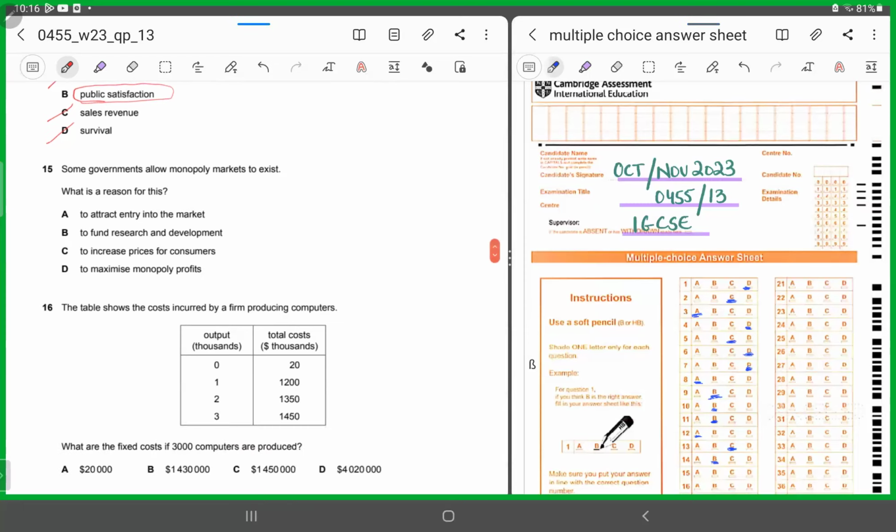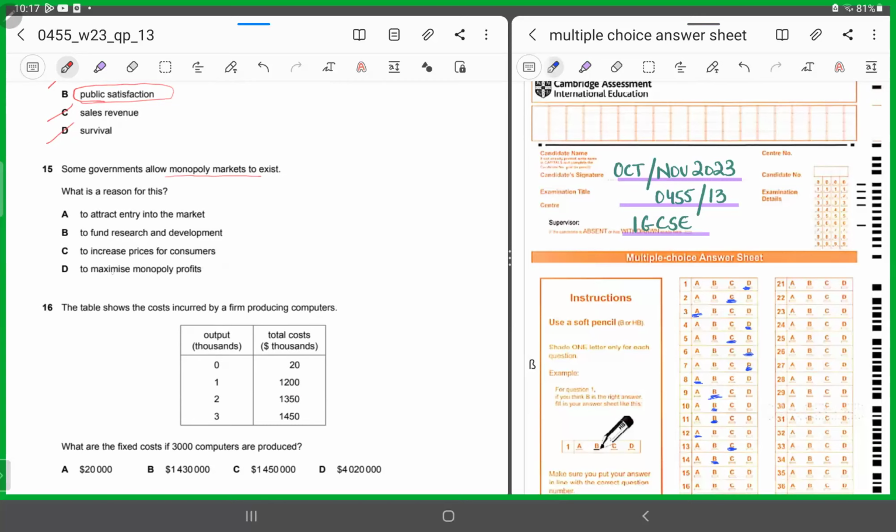All right. Number 15. Some governments allow monopoly markets to exist. Now, it's the government who is allowing for monopolies to exist, right? A single large supplier in the market. Now, they're saying what could be a reason behind this strategy of the government? A, to attract entry into the market. B, to fund research and development. C, to increase prices for consumers. D, to maximize monopoly profits.